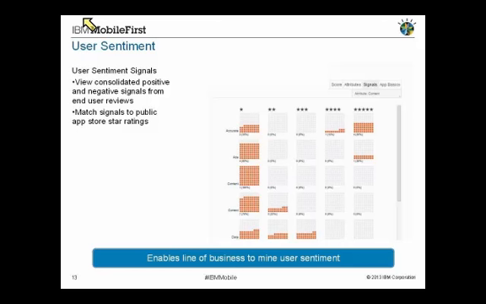Signals is a term within the user sentiment tool itself. It's not a public term that people are familiar with, but you can best equate signals to keywords or phrases that would pop up within App Store reviews. Thanks. Excellent. Any other questions?